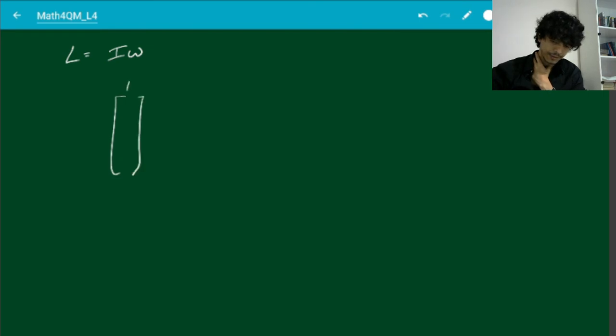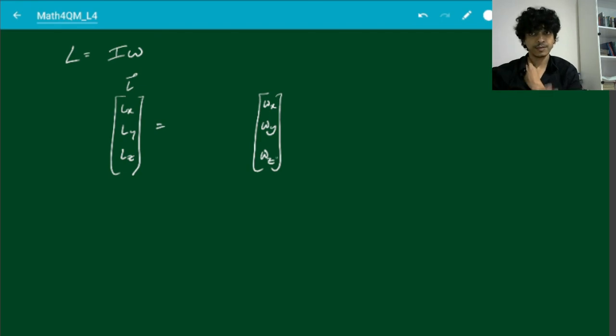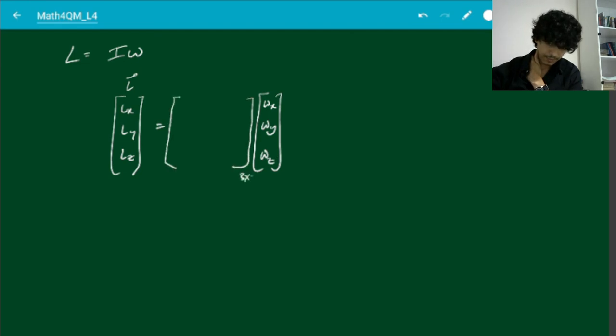L is a vector. So you have Lx, Ly, Lz. And omega is also a vector because you can be rotating in 3 possible planes, right? In the xy plane, yz plane, zx plane. And these two are related actually by a 3 cross 3 matrix. And this is called the inertia tensor. In general, the inertia tensor will be some 3 cross 3 matrix.